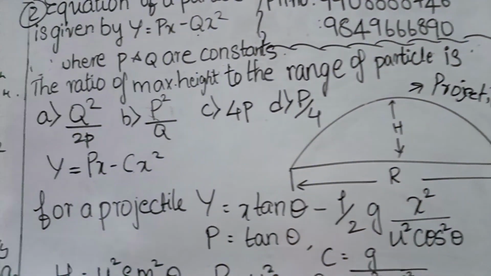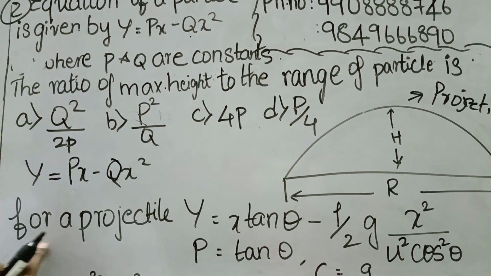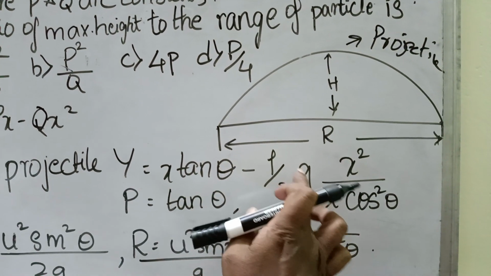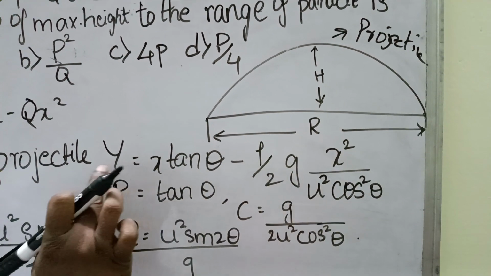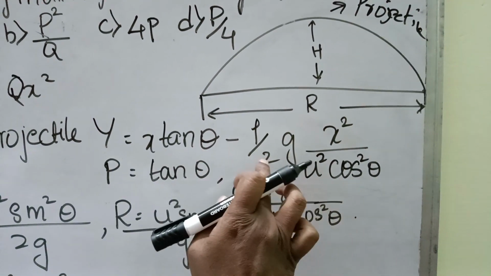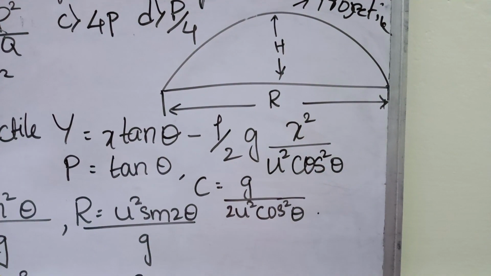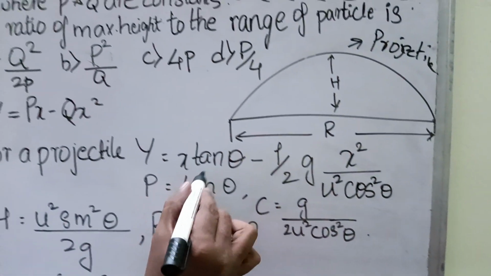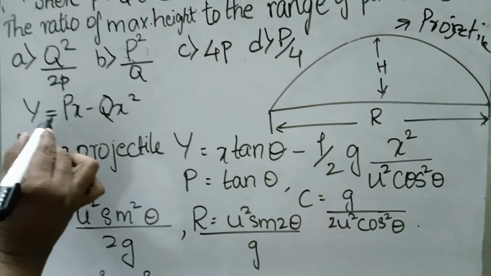Now here, for a projectile, y is equal to x tan theta minus g into x square by u square cos square theta. This is the equation for the projectile. This you need to remember. y is equal to x tan theta minus g into x square by u square cos square theta. From this we get that the coefficient of x is tan theta. Here the coefficient of x is p.